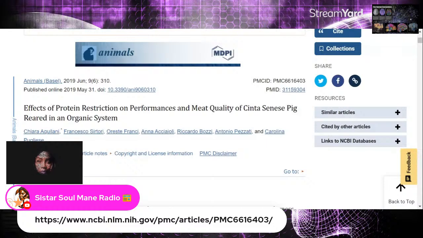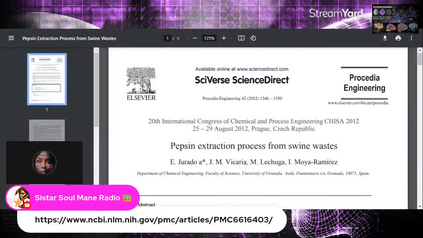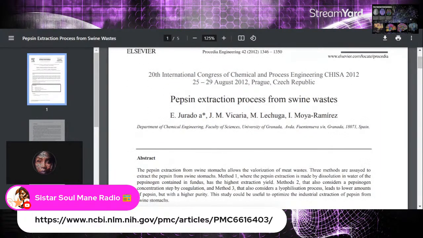Hold on, there's another article in relation to this. I think I have it here. Yes, this one. This is a PDF. Sometimes the PDFs do not come through for some reason, but this is giving you the full definition. I'm going to drop the PDF in the chat. I want you guys to see this. Listen: pepsin, extraction process from swine waste. Guess what pepsin is, guys? Maybe I need to pull up pepsin so you can see.